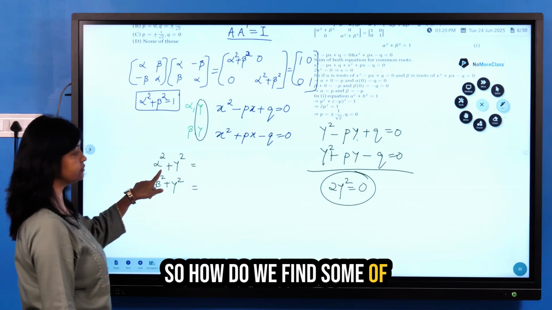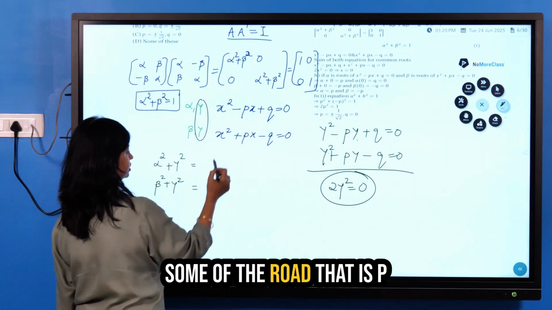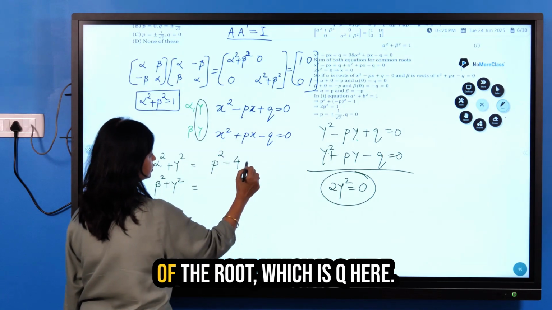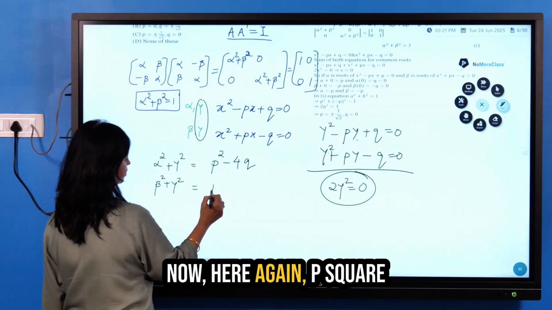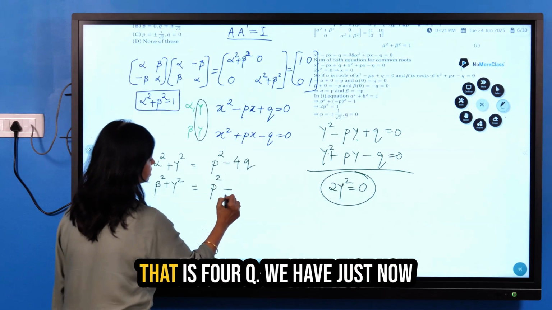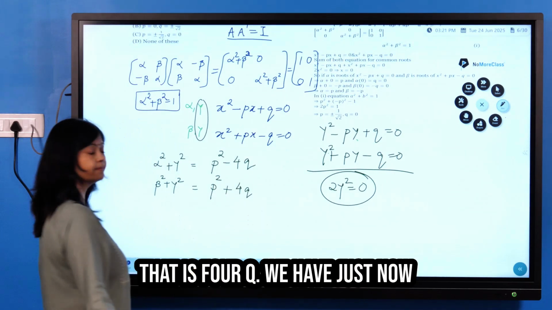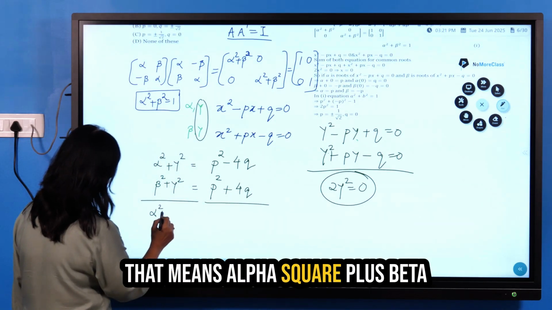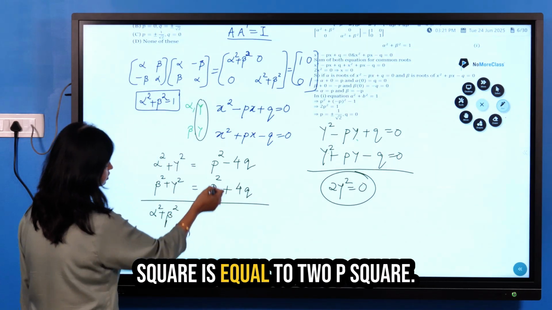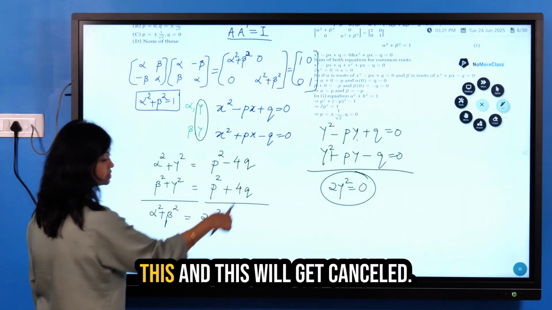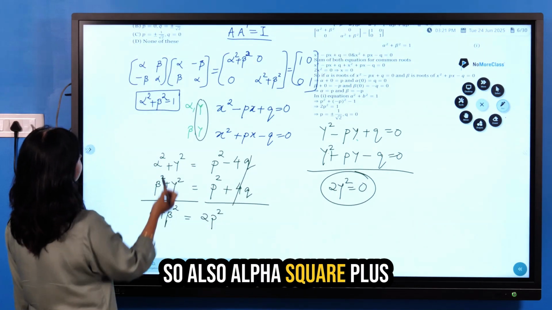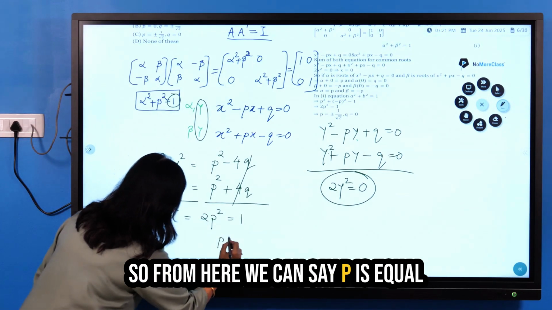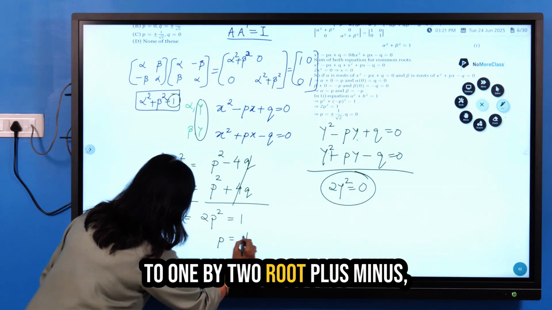So how do we find the sum of the squares of the roots of a quadratic? That is the square of the sum of the roots minus 2 into the product of the roots, which is q here. Now here again, p square and the product of the roots. We have just now seen that gamma is equal to 0. So that means alpha square plus beta square is equal to 2p square. Also alpha square plus beta square is equal to 1. So from here we can say p is equal to plus minus 1 by root 2.